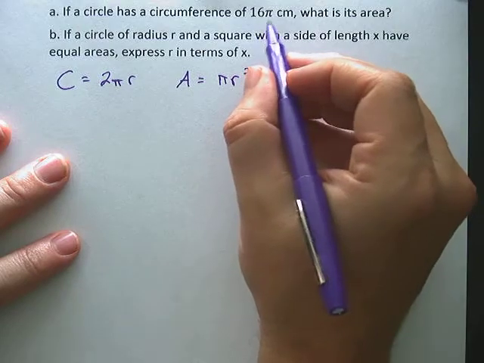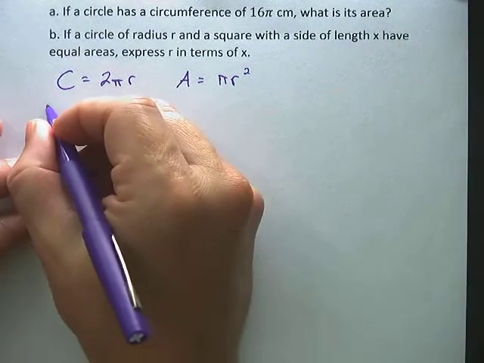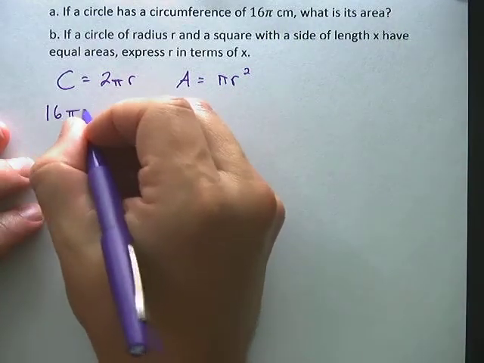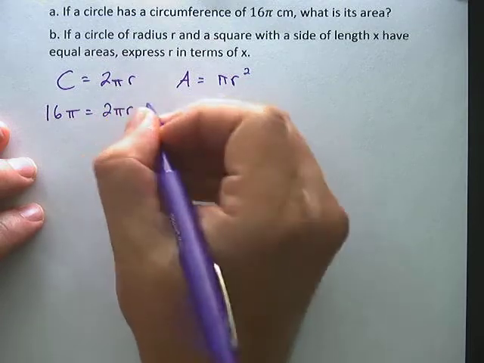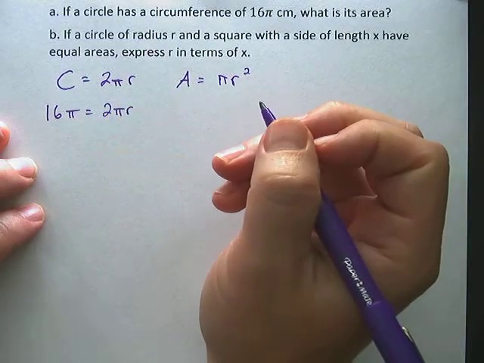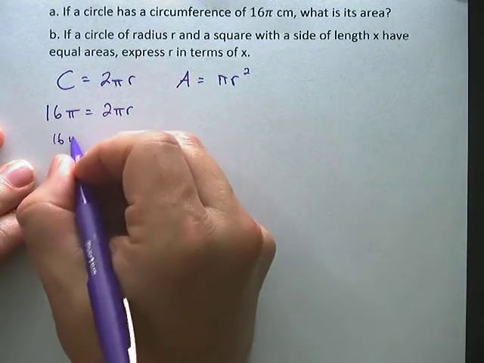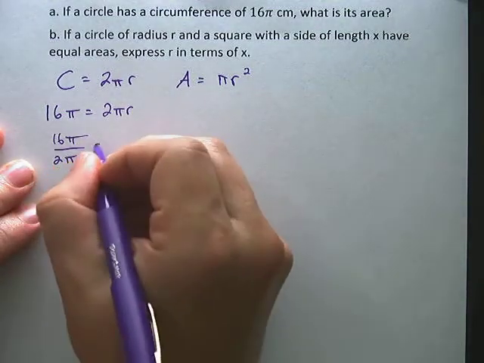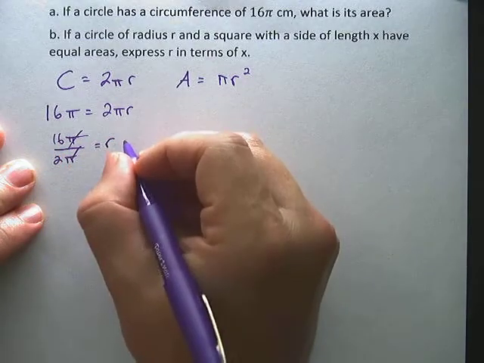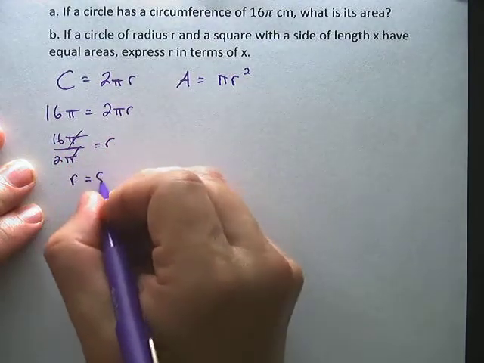We're given that the circumference of the circle is 16 pi, so I'll say 16 pi is equal to 2 pi r, and I'll solve for r. Okay, so I'll divide both sides by 2 pi, so I get 16 pi divided by 2 pi is equal to r. The pi's cancel, and you get r is equal to 8.